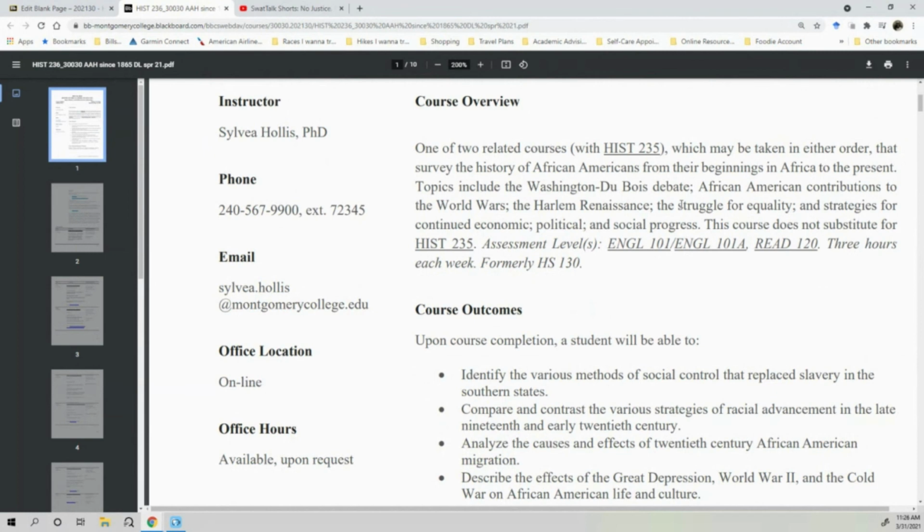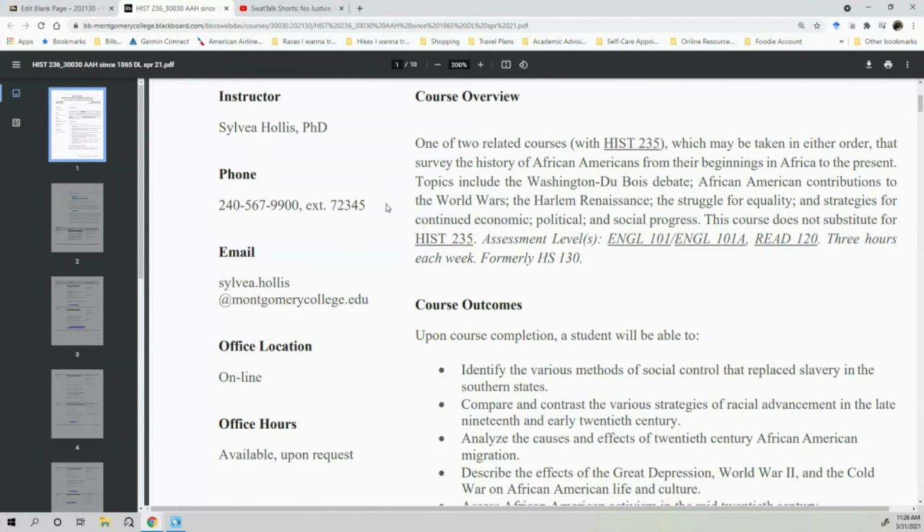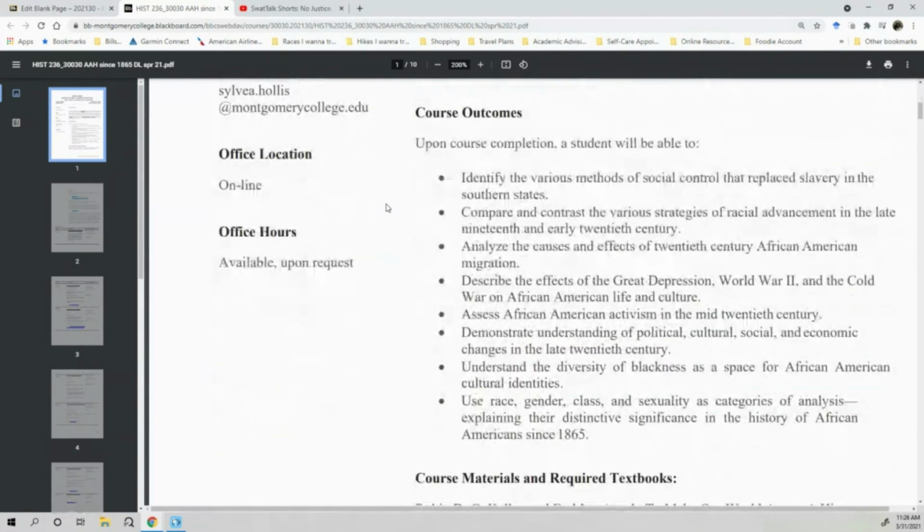So what we're looking at is we're going to include topics including debates between Du Bois and Booker T. Washington, African American contributions to world wars, the Harlem Renaissance, the struggle for equality, strategies and continued economic, political, and social progress. The course does not substitute for 235, and so looking at course outcomes, right?